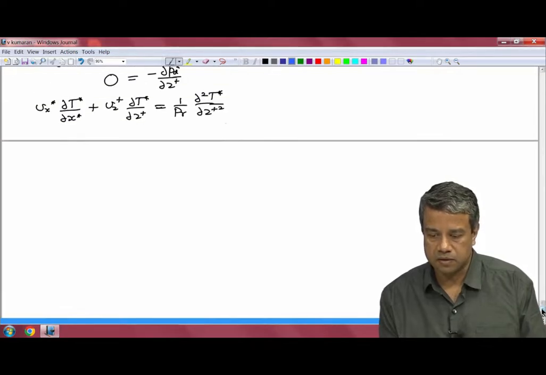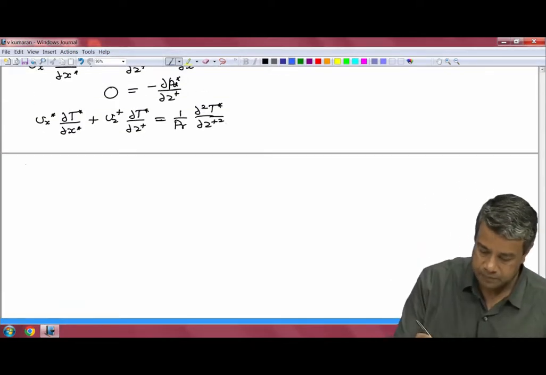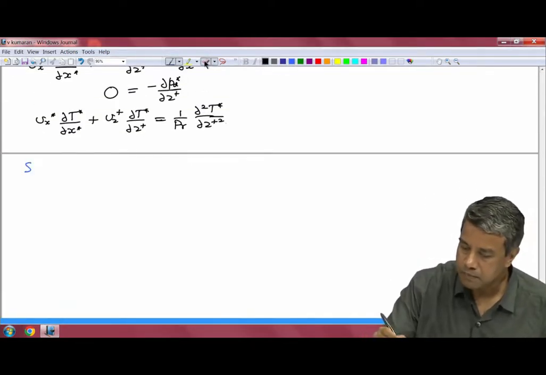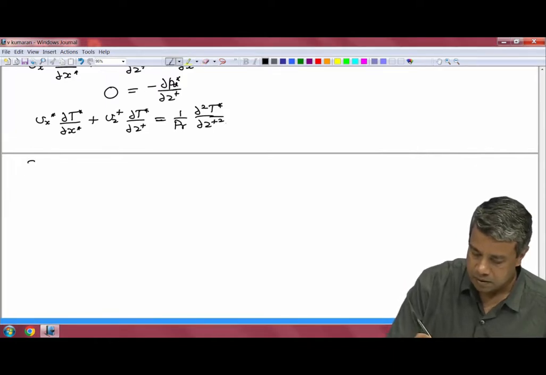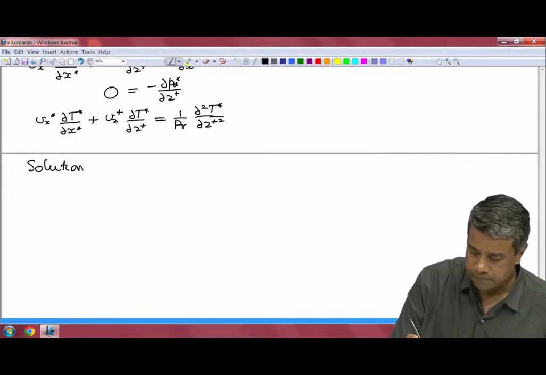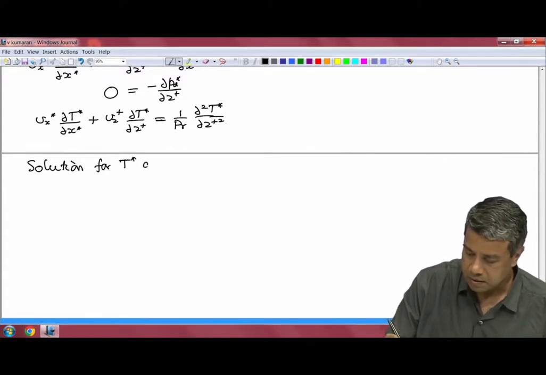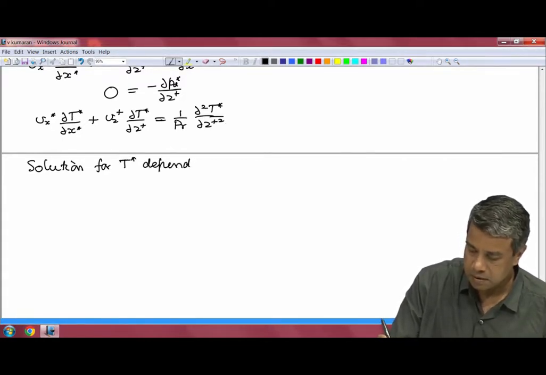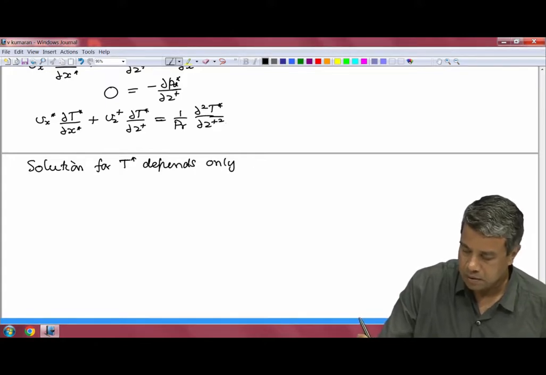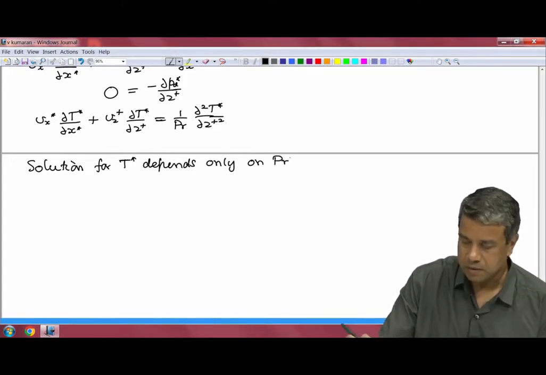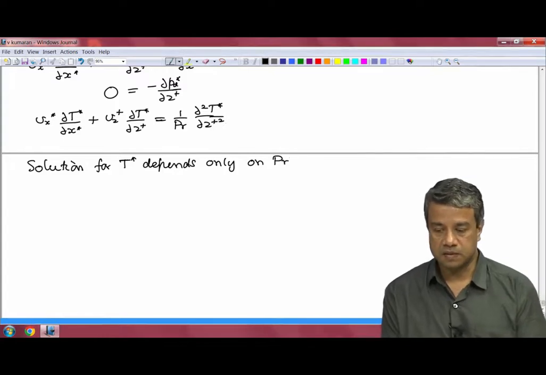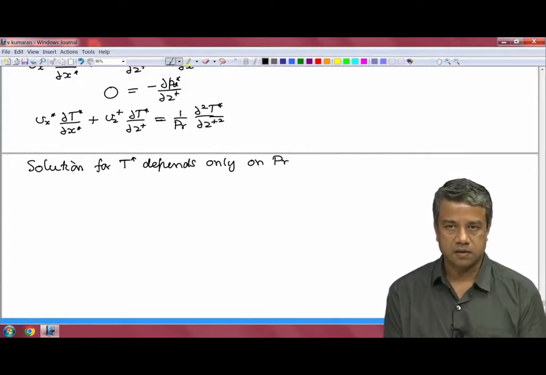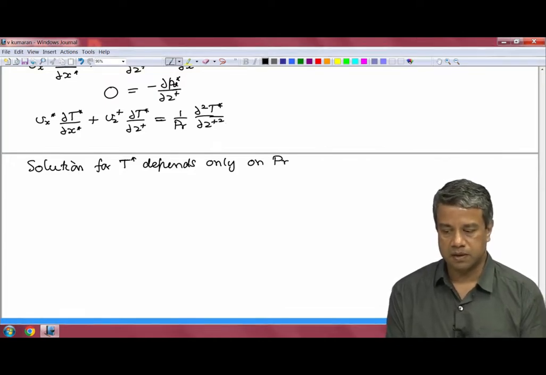Therefore, the solution for T star depends only on the Prandtl number. The solution for T star in terms of z star and x star, locally, will depend only on the Prandtl number. There are no other parameters here.